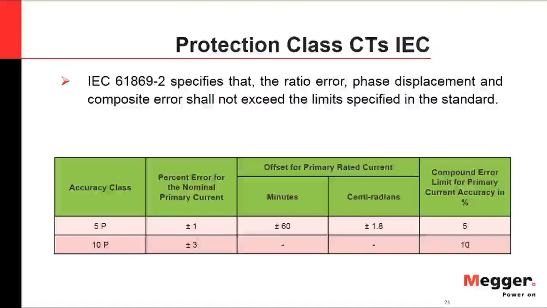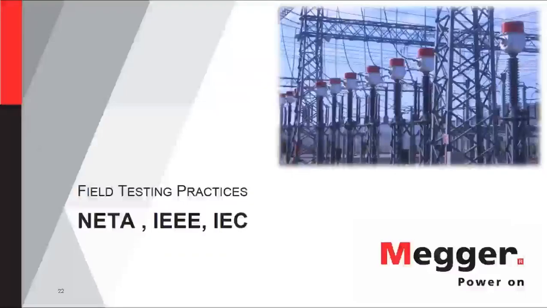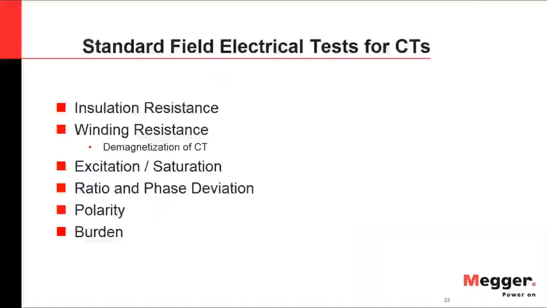Let's talk now about the testing practices that we have in the field according to reference standards like NETA, IEEE, and IEC. In summary, when we go to the field, we are requested to perform insulation resistance test, winding resistance test, excitation or saturation test, ratio and phase deviation, polarity, and burden test. One of the features that we need to take into account is the demagnetization of the CT after the winding resistance test. So let's go one by one and analyze these testing practices.